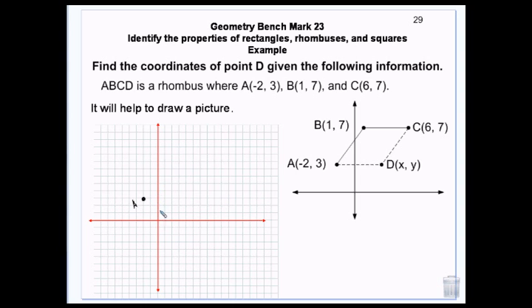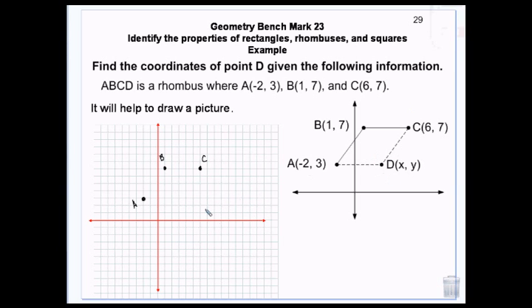B is 1, 7, so 1, 2, 3, 4, 5, 6, 7. C is 6, 7, so 1, 2, 3, 4, 5, 6, 7. C.